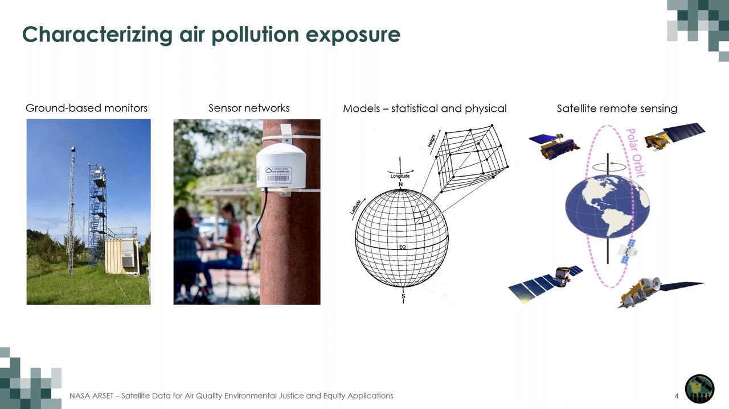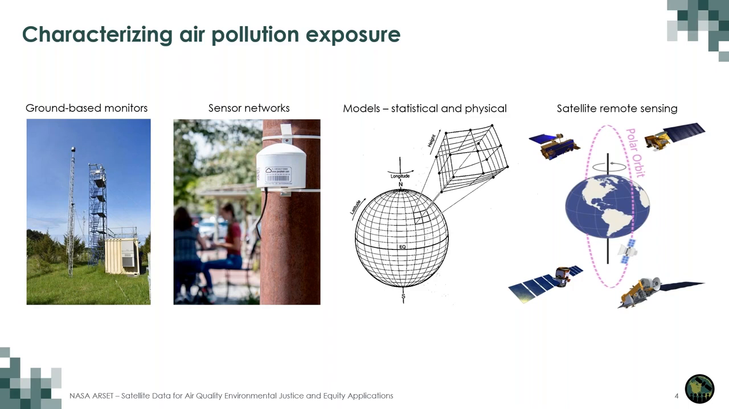Because these low-cost sensors are much cheaper, you can put dozens to hundreds of these in an individual urban area. Sensor networks, these low-cost sensors, are challenged by issues like calibration and drift, and so they do still require some caution and rigor in interpreting, but it's a really nice way of getting at neighborhood-scale pollution differences across an urban area.